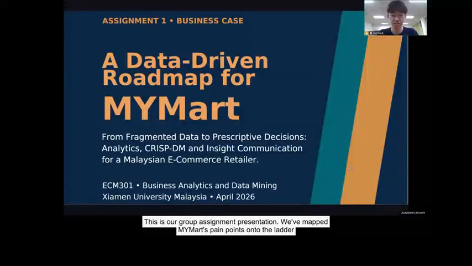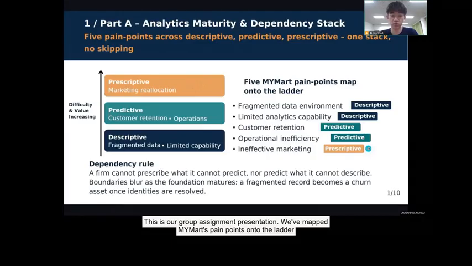This is our group assignment presentation. We have mapped MyMart's pain points onto the slider based on analytical intent, moving from what happened to what will happen and finally how to optimize it.